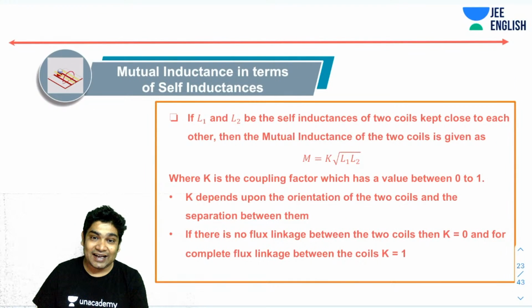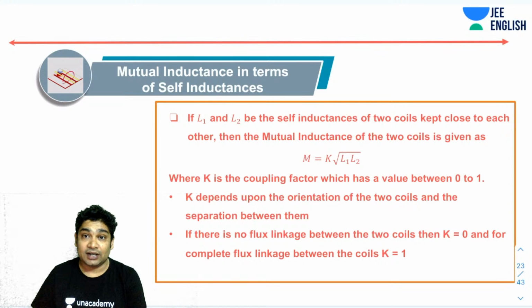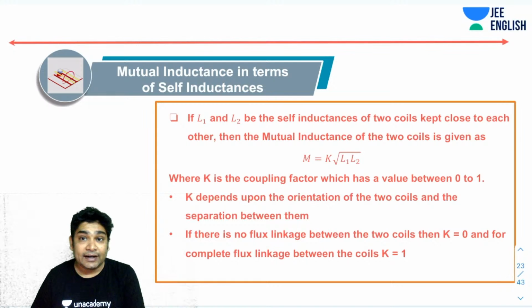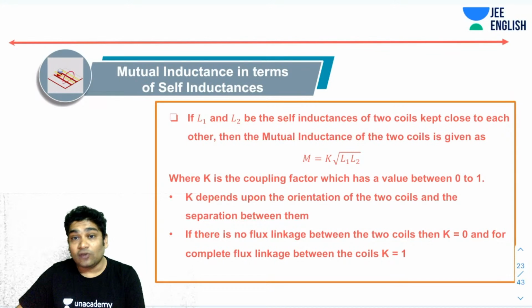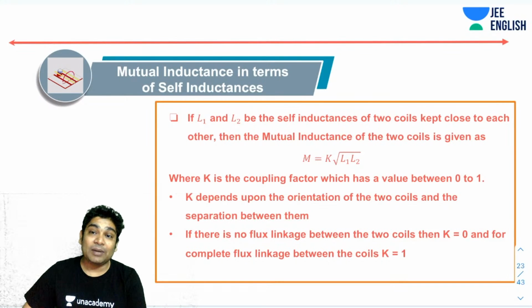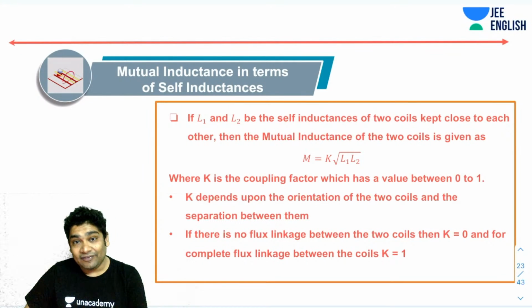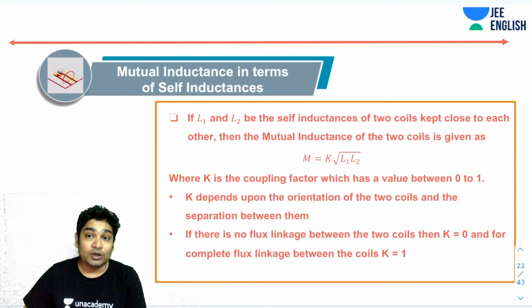So let's move ahead and talk some more about the mutual inductance in terms of these self-inductances. If L1 and L2 are the self-inductances of two coils kept close to each other, then the mutual inductance between the two coils can be represented as K times root of L1 L2, where K is called the coupling factor. And this coupling factor usually has a value between 0 to 1. Now, coupling factor depends on the orientation of the two coils and the separation between them.